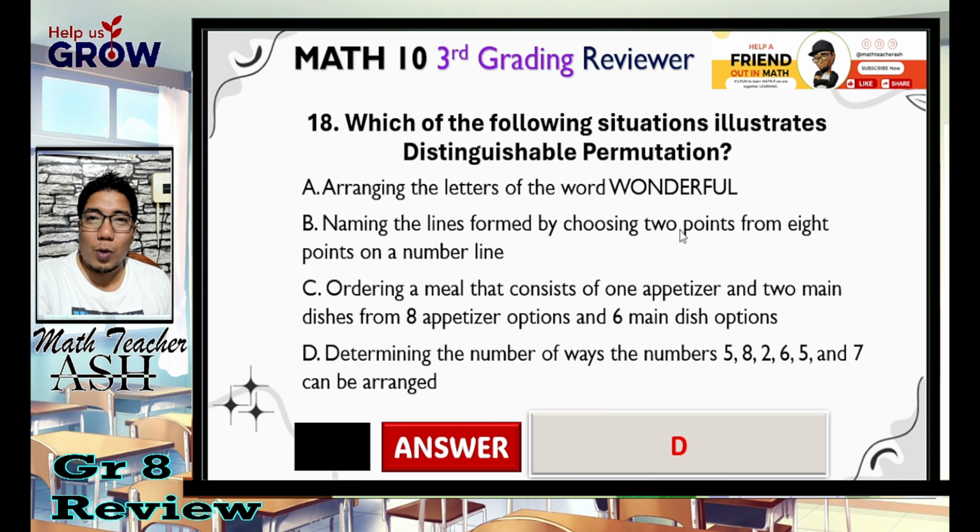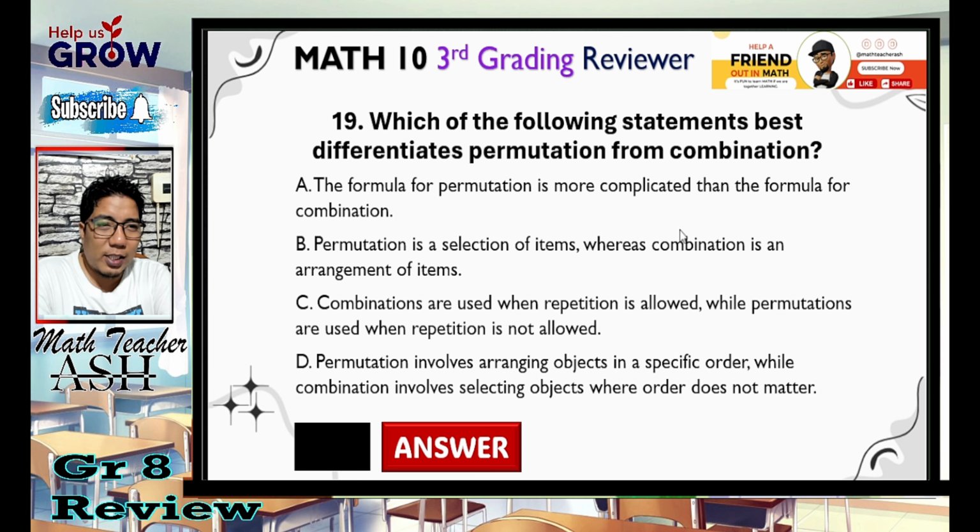So now let us go to question number 19. Which of the following statements best differentiates permutation from combination? Is it A, the formula for permutation is more complicated than the formula for combination? B, the permutation is a selection of items where combination is an arrangement of items. C, combinations are used when repetition is allowed, while permutations are used when repetition is not allowed. Or D, permutation involves arranging objects in a specific order, while combination involves selecting objects where order does not matter. I'll give you 5 seconds to think about your answer.